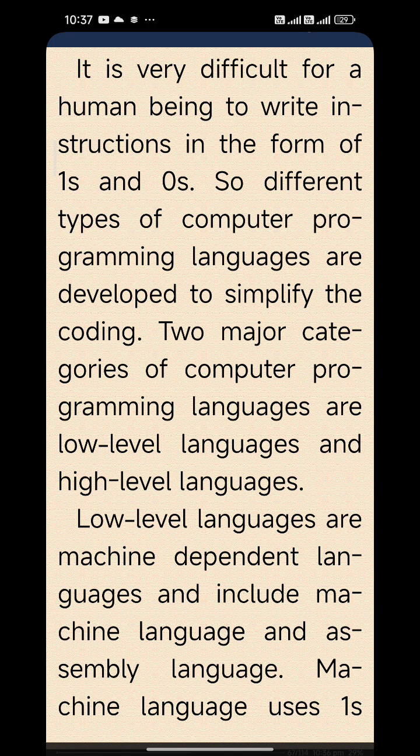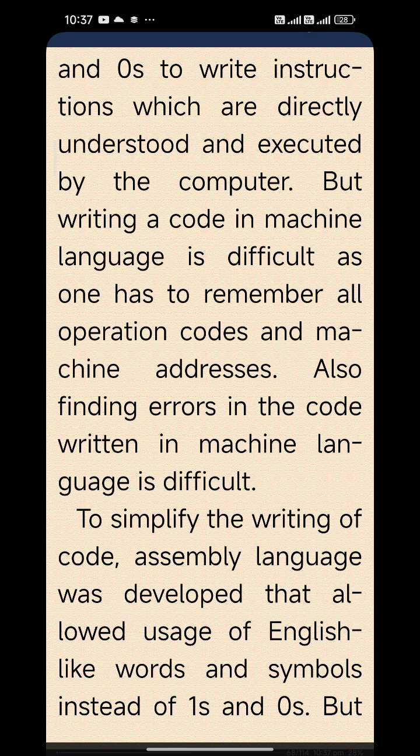Two major categories of computer programming languages are low level languages and high level languages. Low level languages are machine dependent languages and include machine language and assembly language. Machine language uses 1s and 0s to write instructions which are directly understood and executed by the computer. But writing a code in machine language is difficult as one has to remember all operation codes and machine addresses. Also, finding errors in the code written in machine language is difficult.